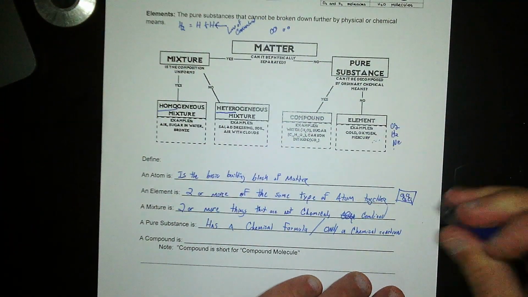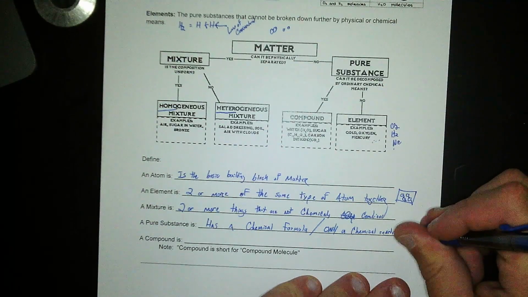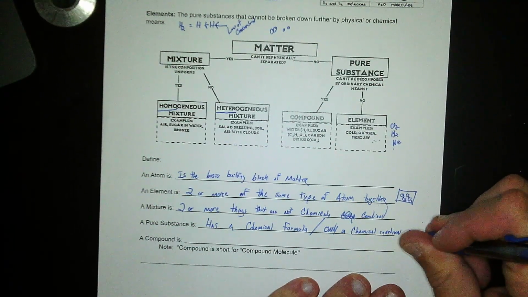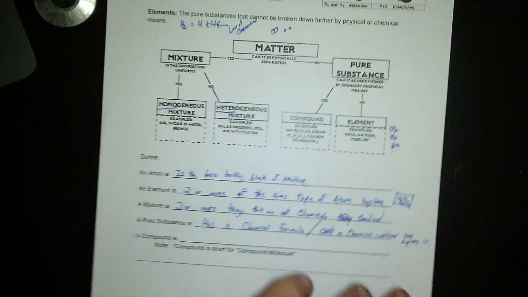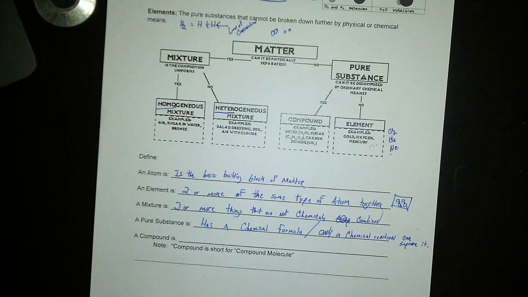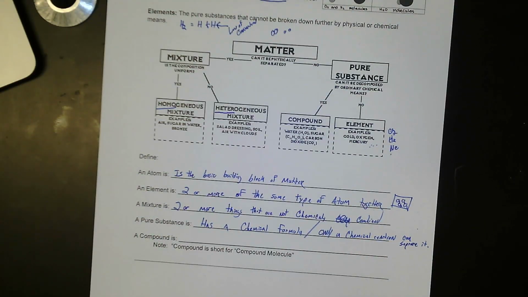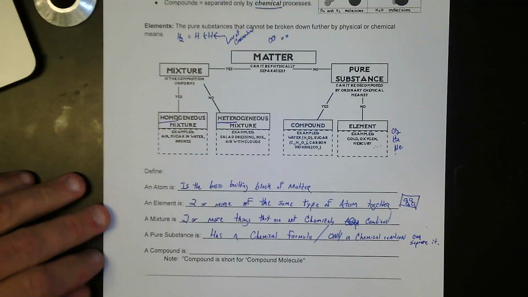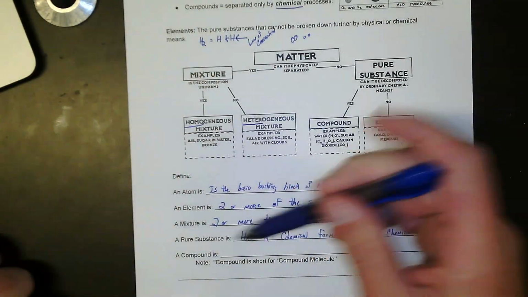Whoops, the light's turned off. Only a chemical reaction can separate it. I'm running out of room. Only a chemical reaction can separate it. Let me pause this and go turn the lights back on. I'll be right back. Sorry, I had to get up. I have all the chairs on the desk since it's 7th period, and the light sensor doesn't see me over here. So, anyway, where were we?